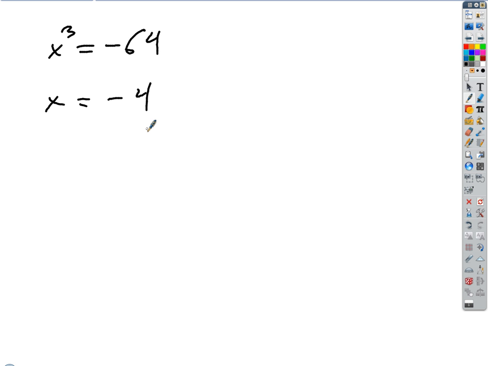So the moral of the story: odd roots. If I take an odd root of both sides of an equation, one solution. If I take an even root of both sides of an equation, plus or minus. So you don't really have to do the math, you just try to figure it out. Right.